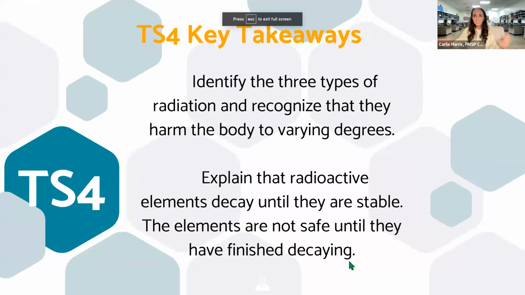All right, so task set 4, right? Big key takeaways. 3 types of radiation. There's different levels of harm that can be done to the body.